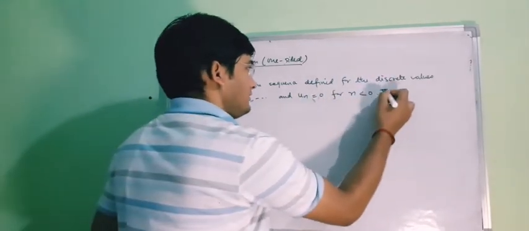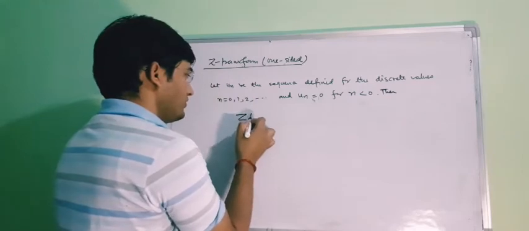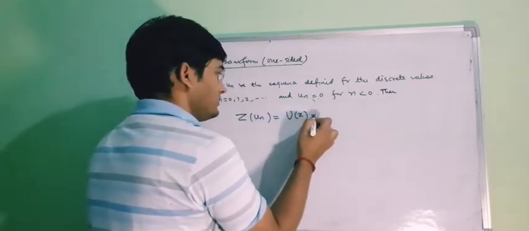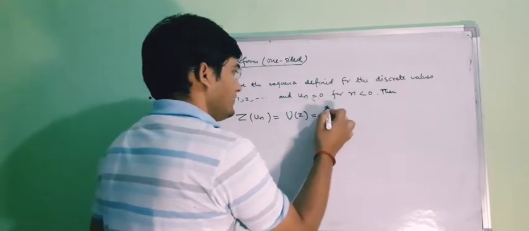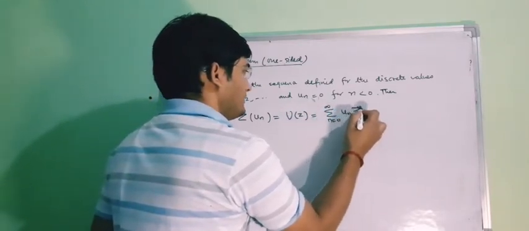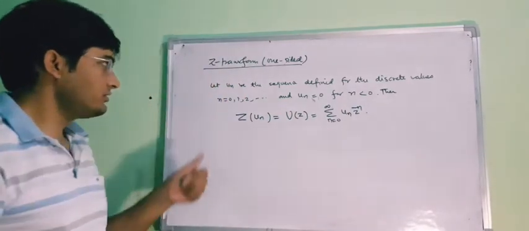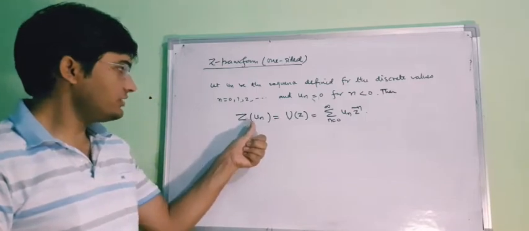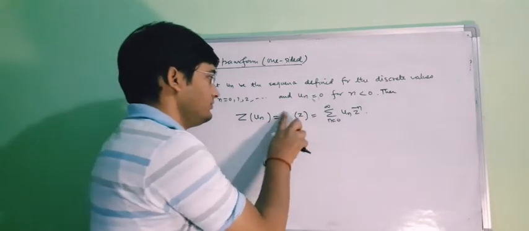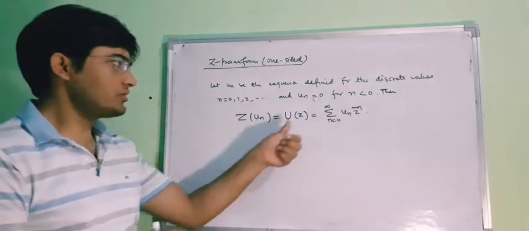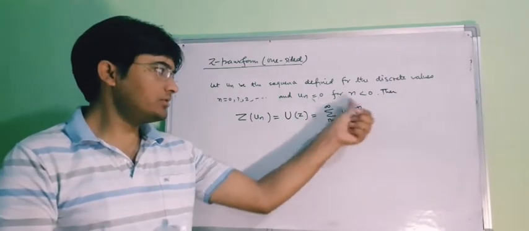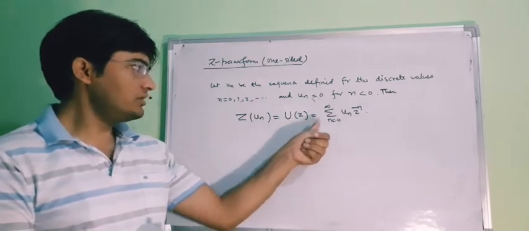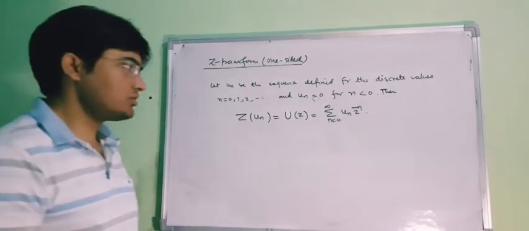Then the Z transformation of un is denoted by U of z is equal to the sum from n equal to 0 to infinity of un z to power minus n. So this is the definition of the Z transformation of un. The Z transformation of un is some U(z), which is a function of z, because here we will have the terms of z.